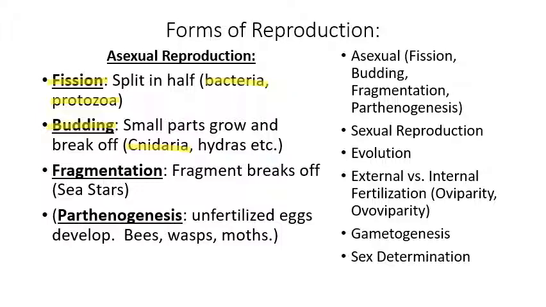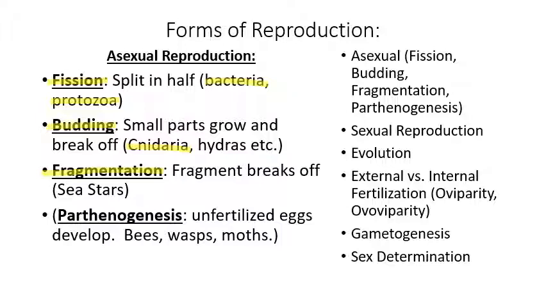So we have jellyfish, sea anemones, those sorts of things, and they reproduce through budding. A little bud breaks off as if it were the bud of a plant. Then there's another method which is slightly more advanced, and it is called fragmentation.